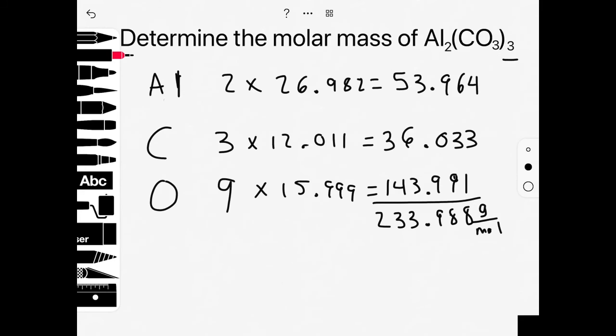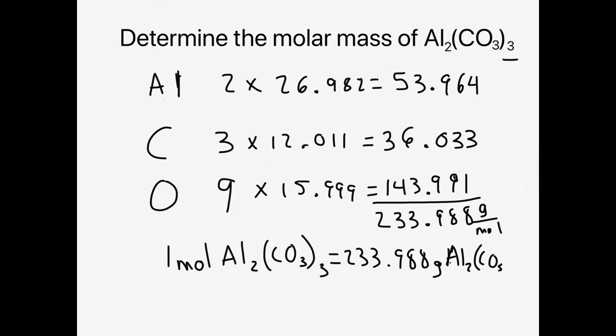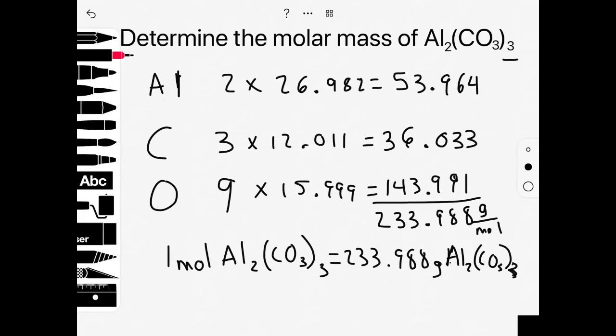meaning again that 1 mole of the aluminum carbonate is equal to 233.988 grams of aluminum carbonate.